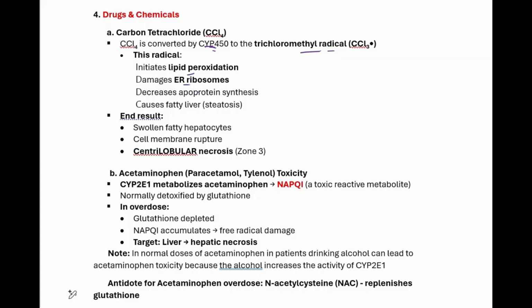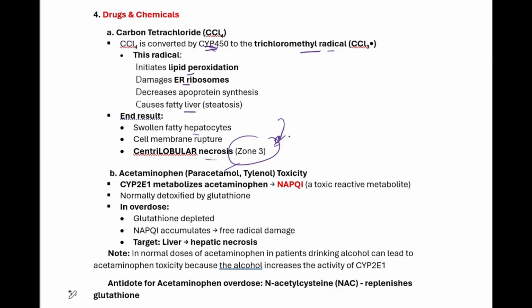It could also damage the endoplasmic reticulum and the ribosome. It could decrease apoprotein synthesis, and ultimately they lead to what? They lead to what we call fatty liver, a lot of fat in the liver. The end product of this, you're going to see swollen fatty hepatocytes, cell membrane rupture, and that could lead to centrilobular necrosis in zone 3. Remember, zone 3 is where those cytochrome P450 are located.